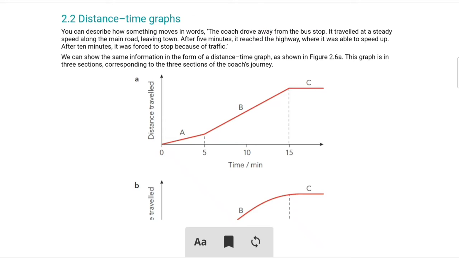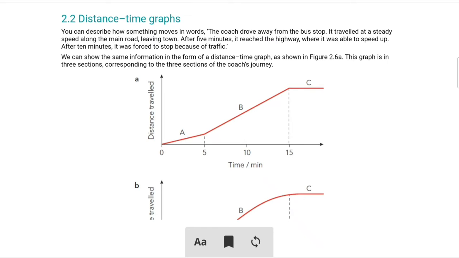That is, the coach drove away from the bus stop. It traveled at a steady speed along main road, leaving town. After 5 minutes, it reached the highway where it was able to speed up, and after 10 minutes, it was forced to stop because of traffic. So in this graph we can see this analysis.